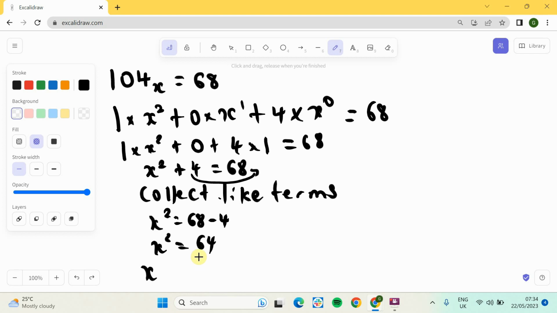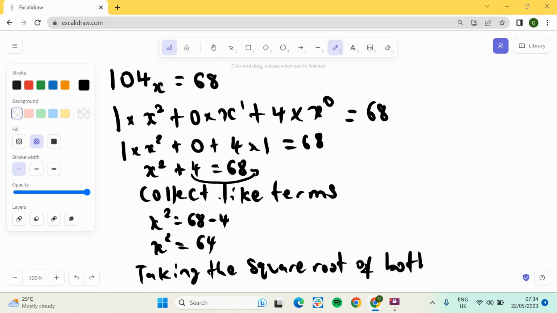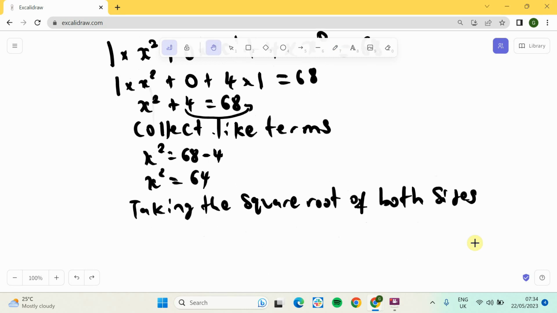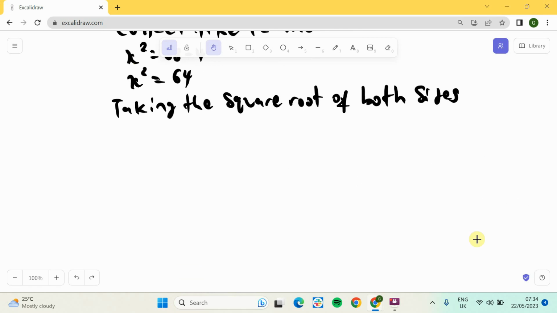So taking the square root of both sides. Commenting for your WAEC or for your school exam is very, very important. It shows that you're actually the one that solved it and you knew what you were doing.